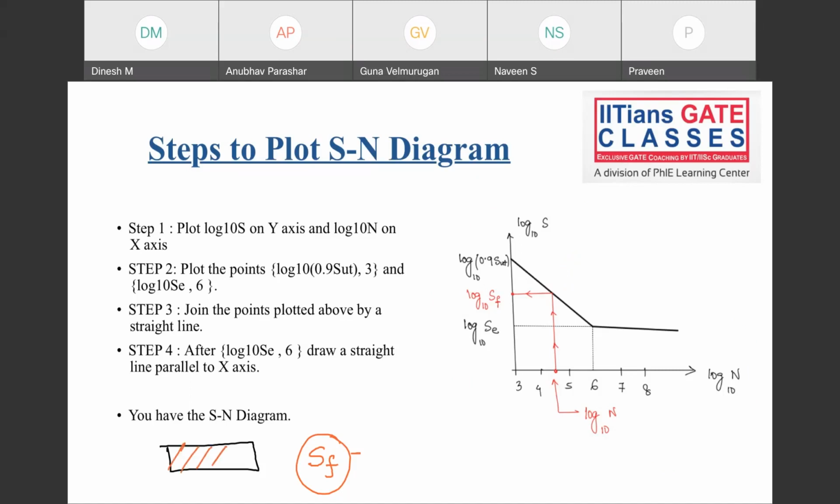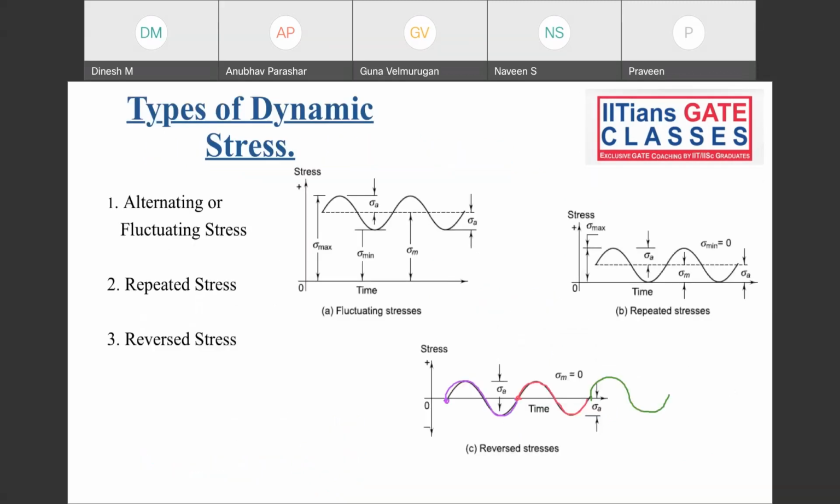So I have a machine component. What I have done, I have plotted this SN curve. Now I want to find out when will this material fail. Let me say this machine component is subjected to a reverse stress, which has a stress amplitude, that is sigma A is equal to SF. This is the maximum stress that the component is subjected to.